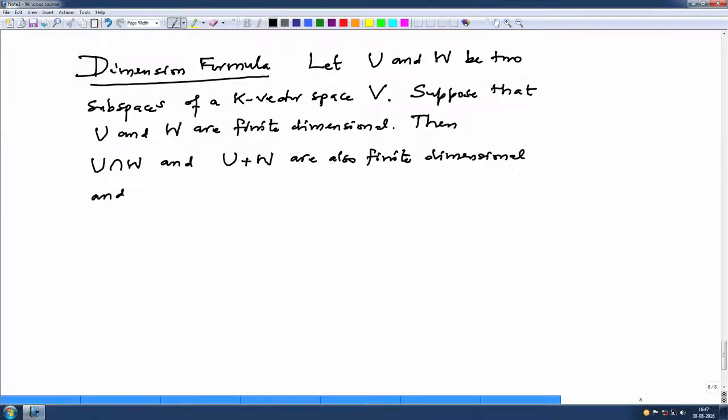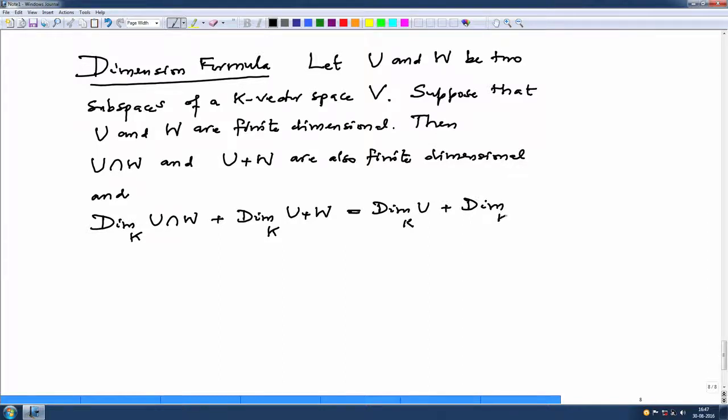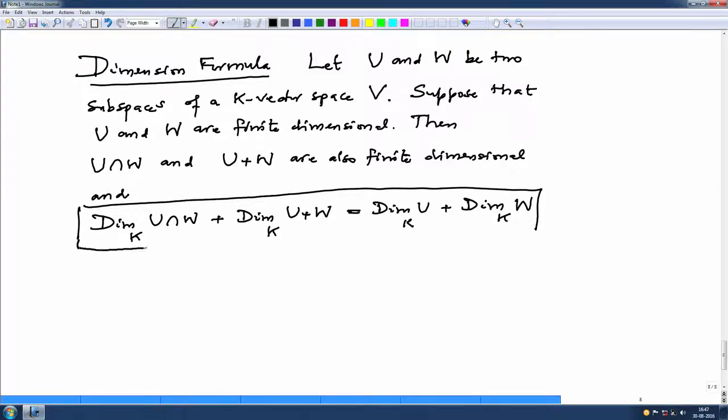And the dimension of U intersection W plus the dimension of U plus W equals the dimension of U plus the dimension of W. Nice formula. This is called the dimension formula. Later on I will show you how it is used for many proofs. Okay. So, let us try to prove this.